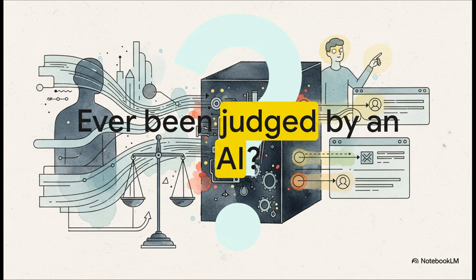Have you ever applied for a loan, or a new job, or even just seen a weirdly specific ad and thought, how did they know that? Well, chances are an AI system somewhere made a judgment call about you. But the real question is, how did it decide? And was it even fair?